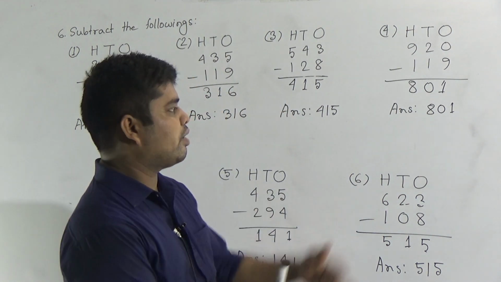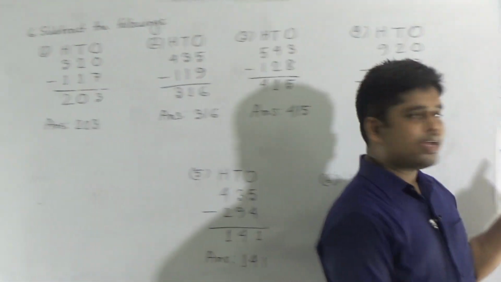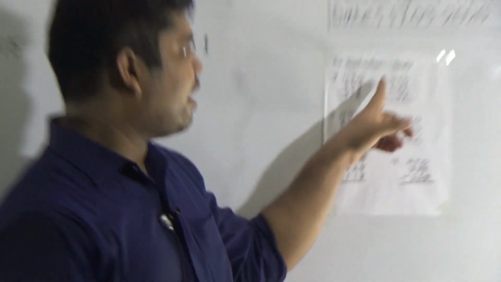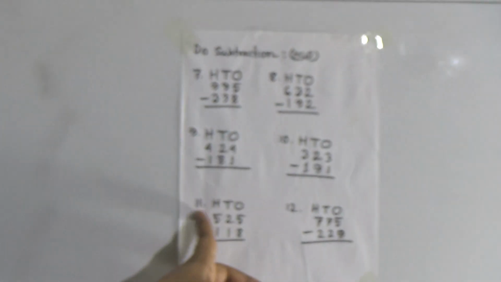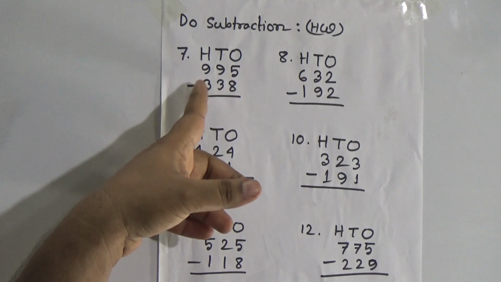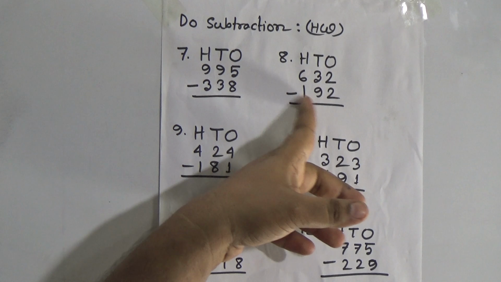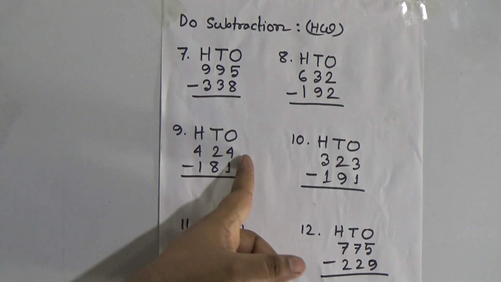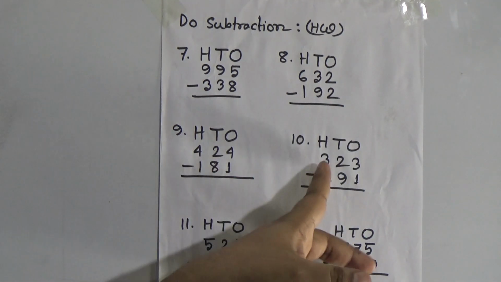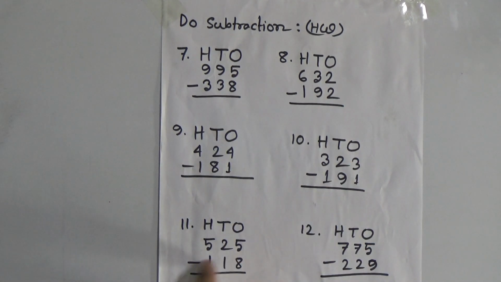My dear student, this is your today's CW and this is your SW. The SW is 7, 8, 9, 10, 11 and 12. So the 7 number is 995 minus 338, 632 minus 192, 424 minus 181, 323 minus 191, 525 minus 118, 12 numbers, 775 minus 229.